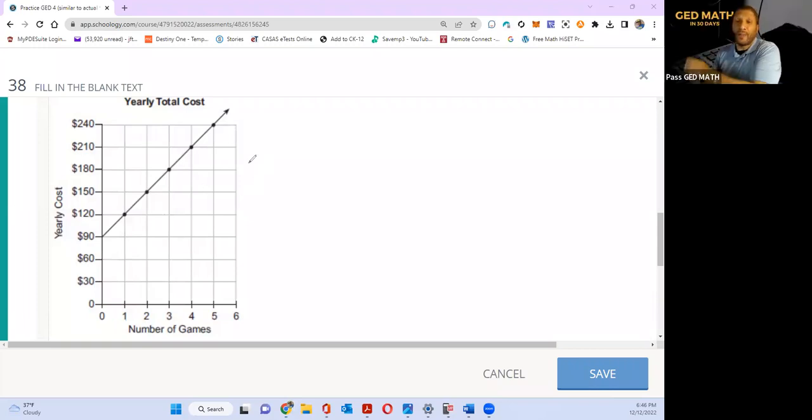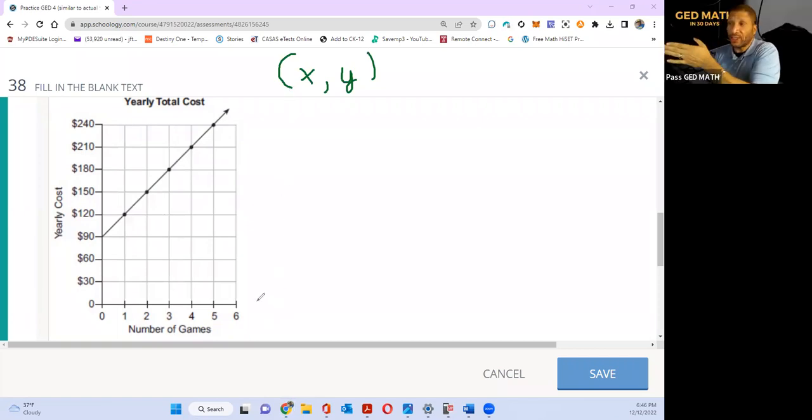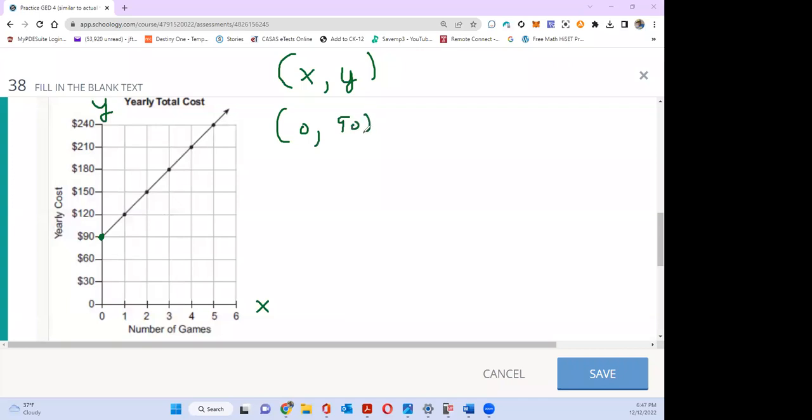So first of all, you need to be able to identify a point on the coordinate plane. The first thing you must understand is that each point on the coordinate plane has an X and a Y. What you also have to know is the horizontal axis is your X axis and your vertical axis is your Y axis. So when I look at this point, what's my X? 0. When I look at my Y, it's 90.